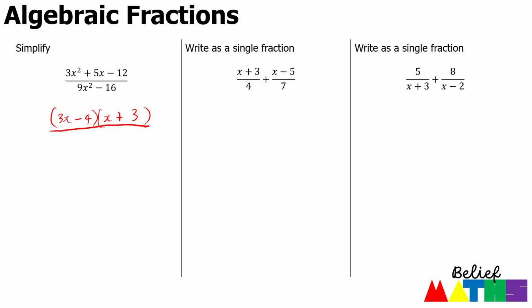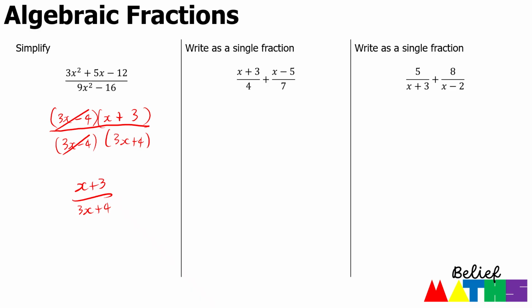And then on the bottom, the difference of two squares, because 9x squared is a square number and 16 is a square number, and we can subtract them. So therefore we end up with 3x minus 4 and 3x plus 4. And then we look for those matching brackets that we can cancel out. We end up with x plus 3 over 3x plus 4.